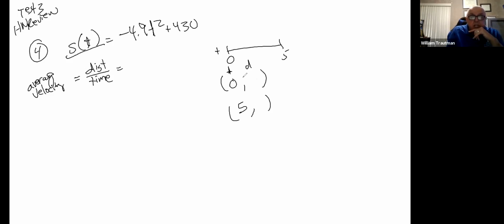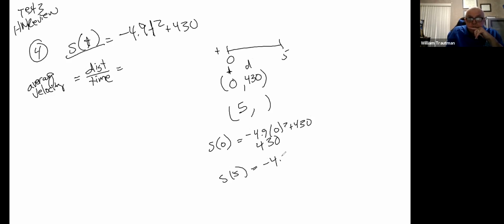If I put 0 in the original function, I get negative 4.9 times 0 squared plus 430, which is 430. If I put 5 into the original function, negative 4.9 times 5 squared plus 430, I'm going to put it in my calculator and figure out what I get.